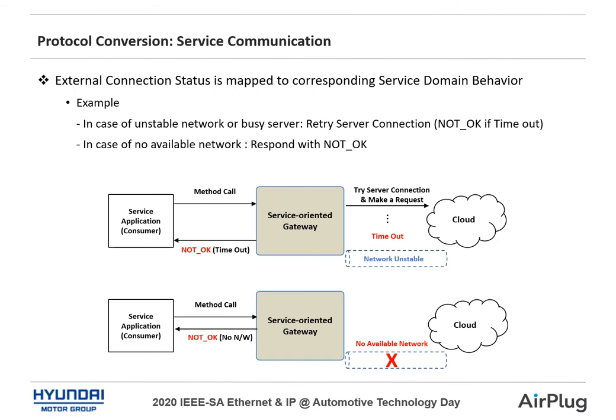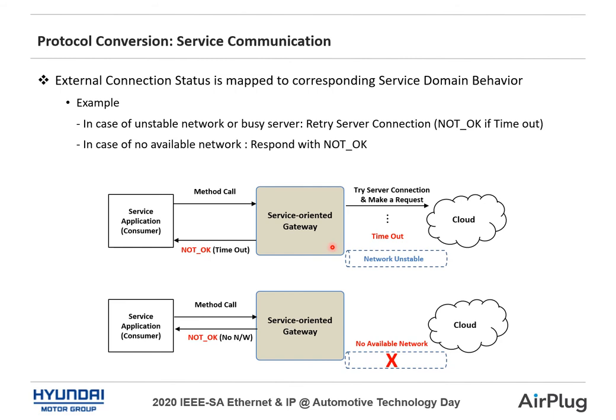When the network is unstable, the TCP connection between the vehicle and the cloud server might be also unstable. So the service-oriented gateway might need to re-establish the server connection.